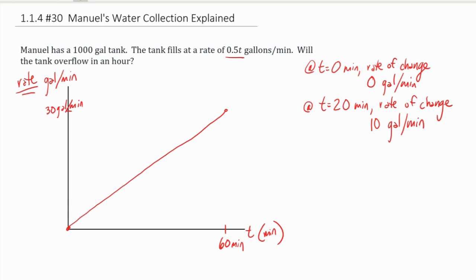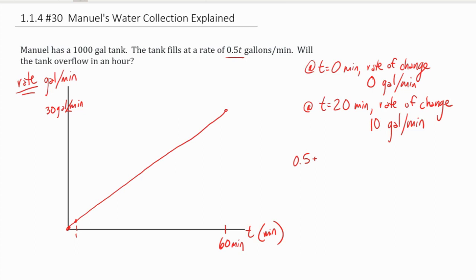So at first, nothing is going in. Then at 1 minute, my rate is 0.5. So let's pretend that from 0 to 1, it's going to be 0.5. That's how many gallons have gone in, because I'm saying for 1 minute, it's a rate of 0.5 gallons per minute. So over the course of 1 minute, that would be a total of 0.5.